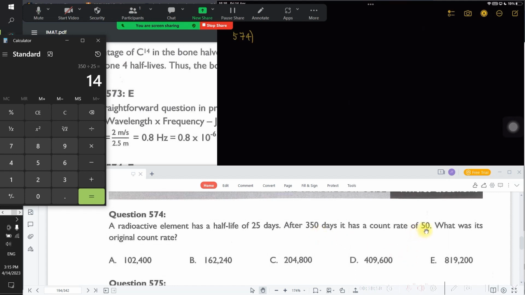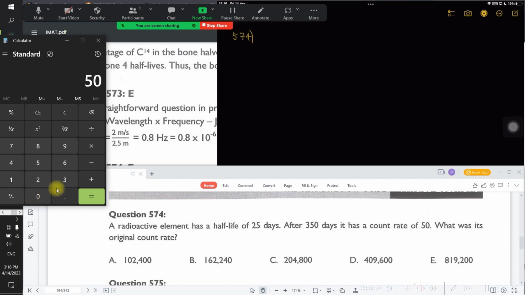And now the count rate is 50, right? So in order to find the original count rate, you can just times 2 this one. Because every half-life it just decreases by half. It means if you go backward, it multiplies by 2, you know. Sau mỗi một cái half-life nó giảm 2 lần, nó giảm một nửa. Tức là nếu mình đi hướng ngược lại thì nó sẽ nhân 2 lên thôi.